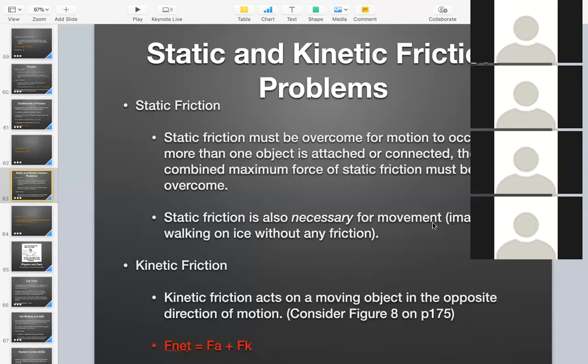Static friction is also necessary for movement. Imagine walking on ice without any friction. This is why I have studded tires on my bike for the winter, because I need static friction to help me kind of roll my way through life. Kinetic friction acts on a moving object in the opposite direction of motion.